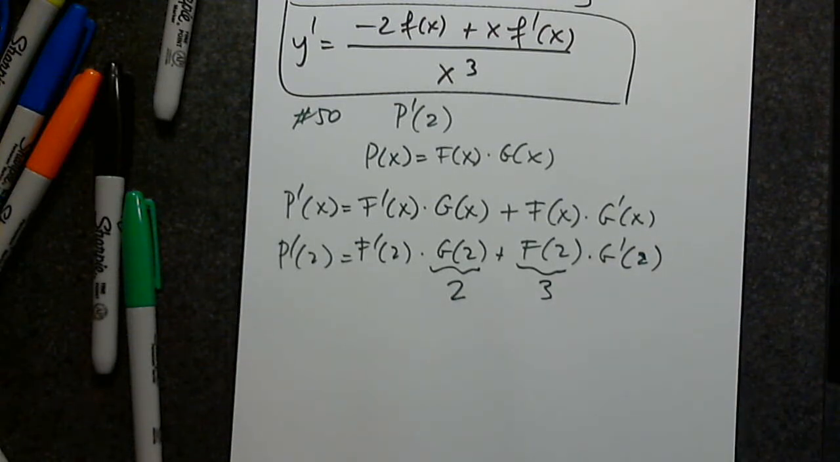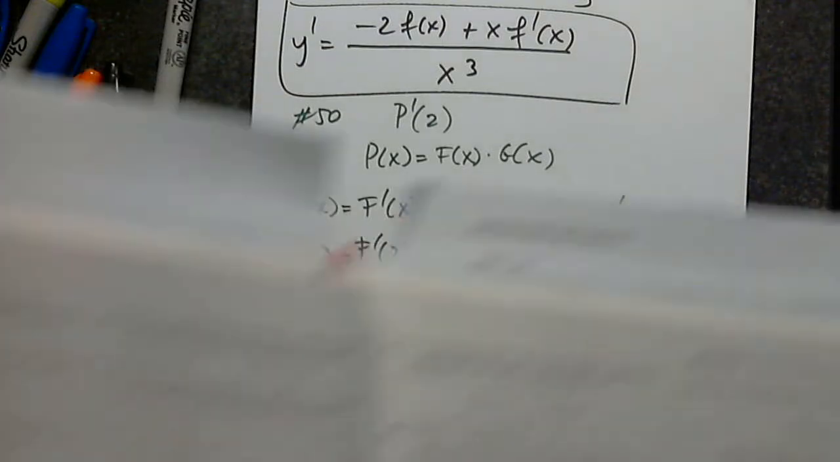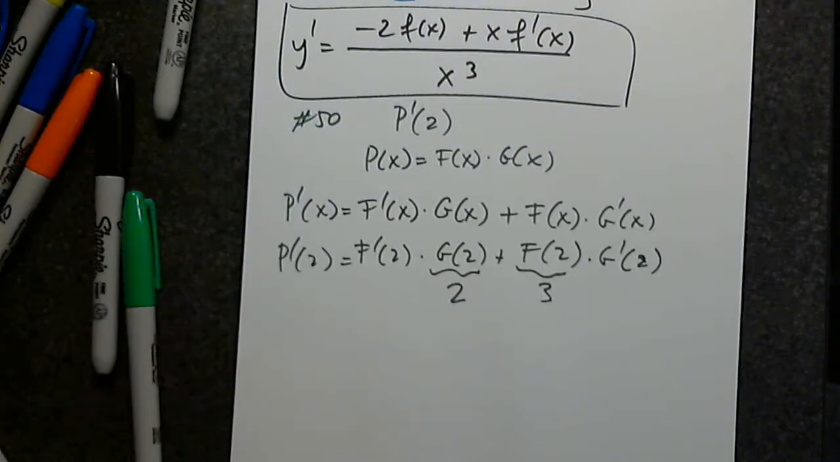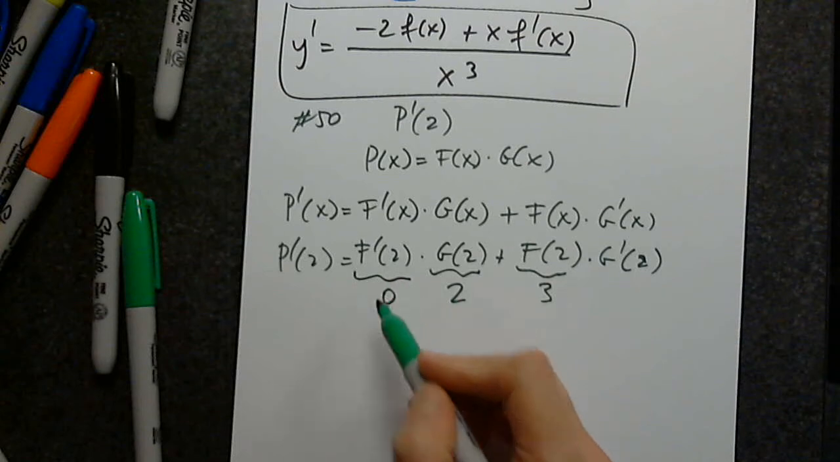Now let's find f prime of 2. What does that mean? The slope of the tangent line to the graph of f at 2, correct? Okay, so at 2, here it is. It is 0. Do you all agree with 0? So f prime of 2 will be 0. So this piece is 0.